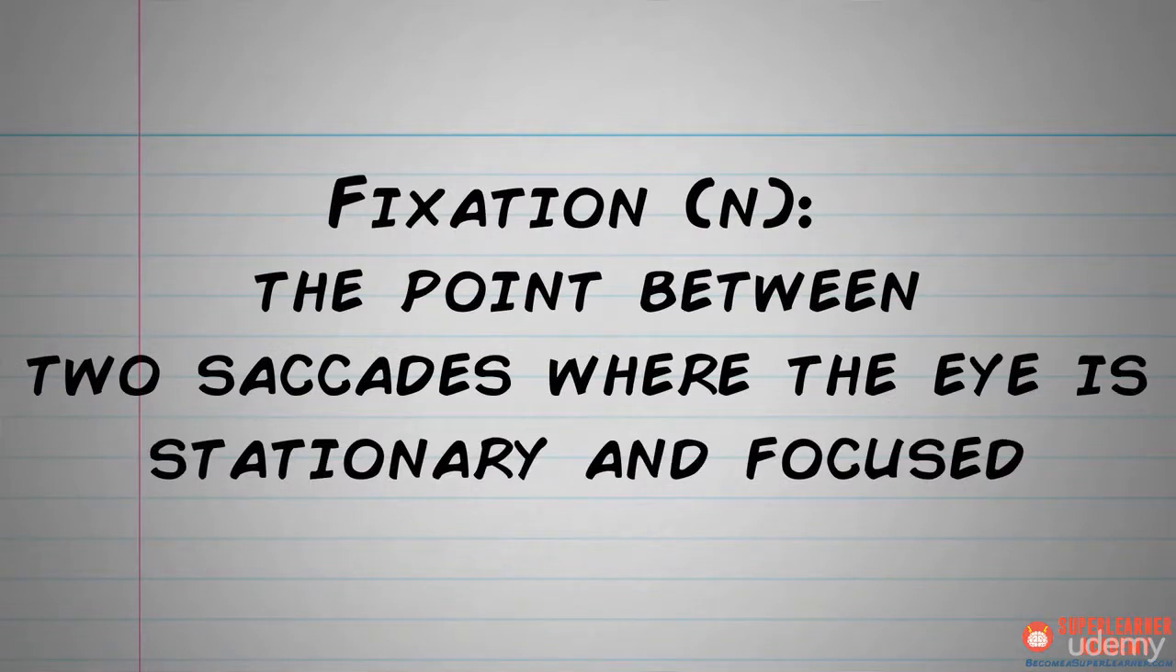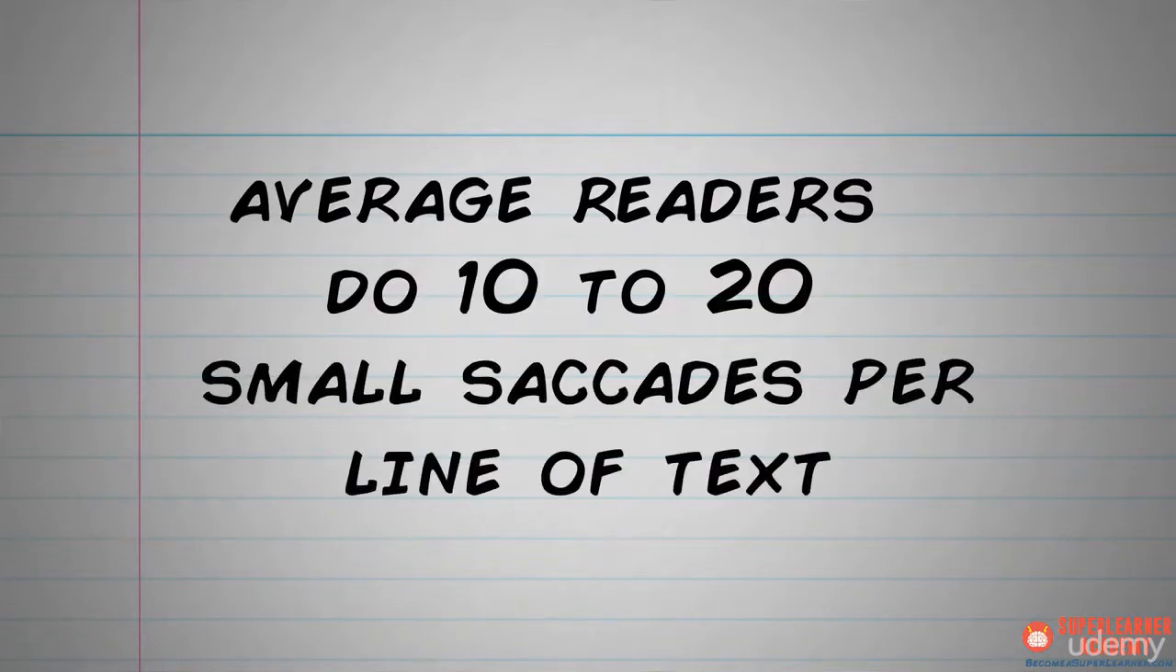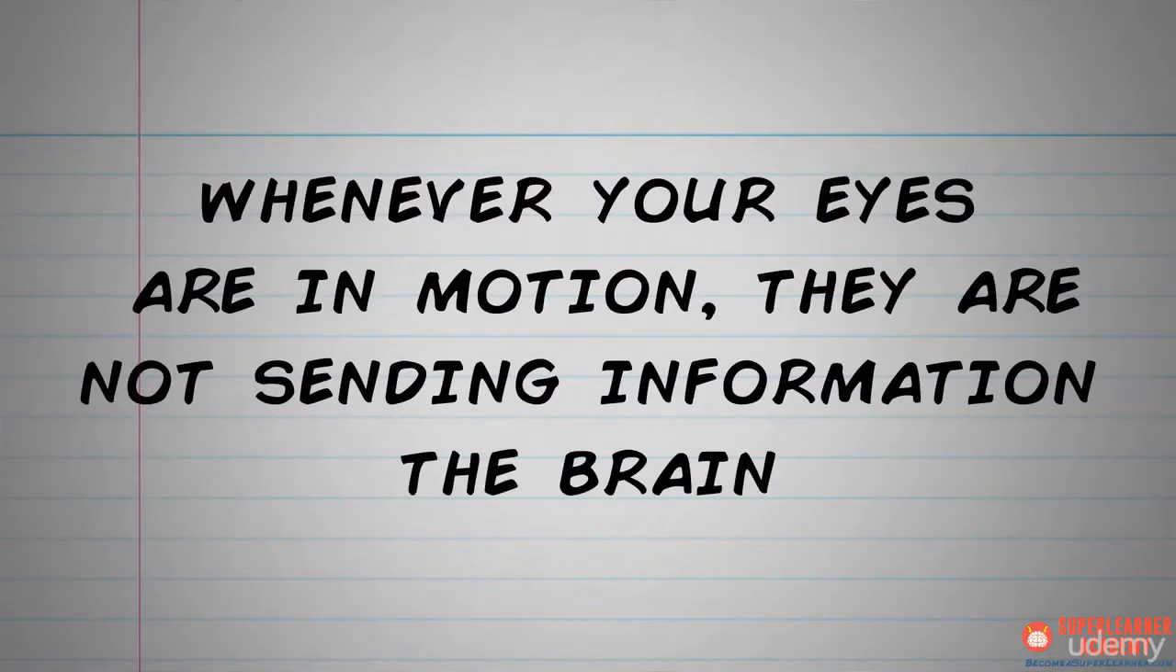In general, average readers do 10 to 20 small saccades per line of text. This means that they're actually making one saccade and one fixation for every word. As you can imagine, this is hugely inefficient because all the time your eyes spend moving is time that they're not sending information to the brain, at least not information that it can use.